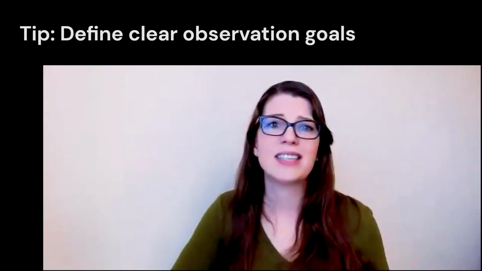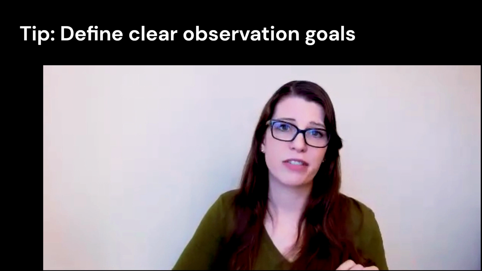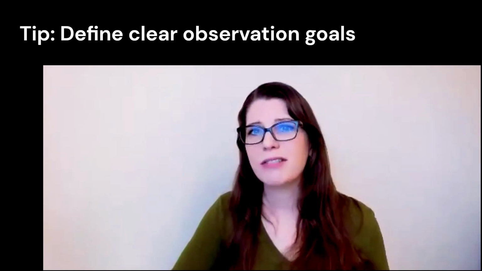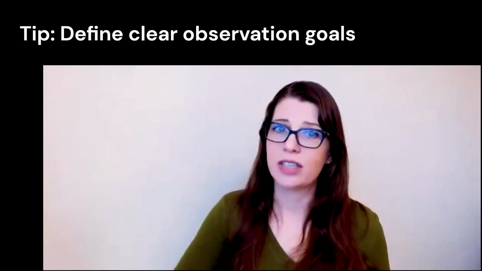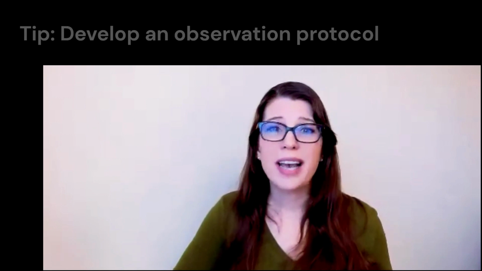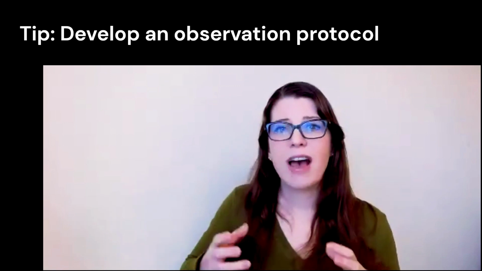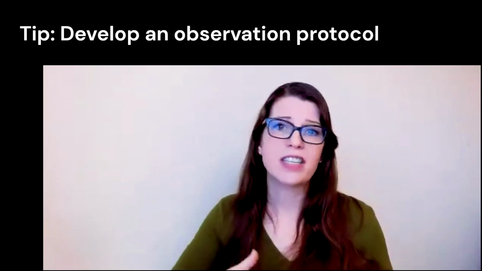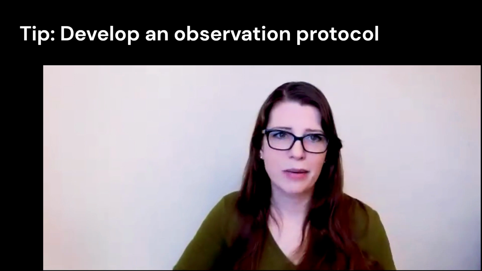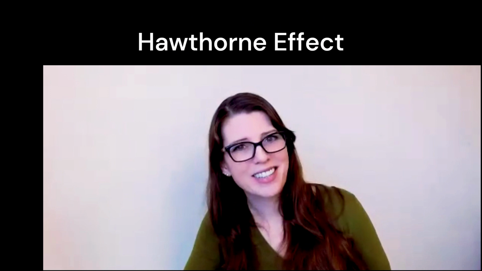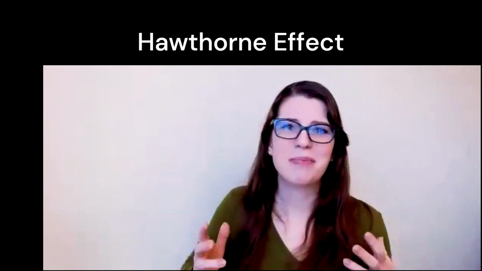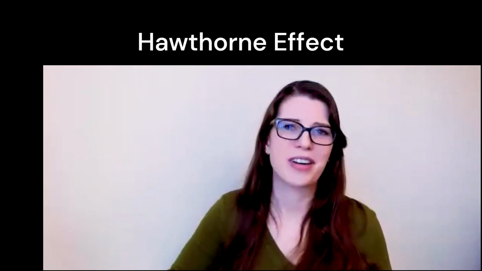When doing these kinds of things, it's best to start with clear observation goals. Make sure that you define what specific behaviors you're interested in observing and create an observation protocol. This essentially gives you an outline of how you or others will record the observations and ensure that it's measured consistently. And keep in mind, there's this thing called the Hawthorne effect, which is that basically people have a tendency to change their behavior if they know they're being watched. So watch out for that one.